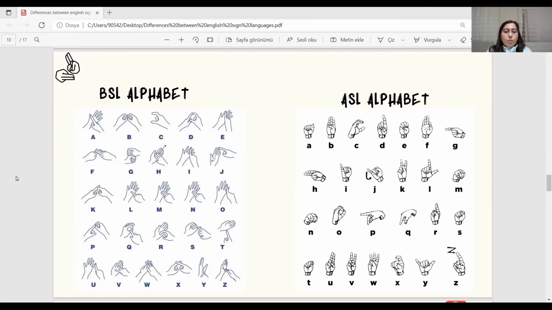ASL is completely different from BSL in terms of the alphabet and numbers. For example, the vowels in BSL are done using your thumb and forefingers, and there's a lot of two-handed work for the rest of the alphabet. On the other hand, the vowels in ASL, and the rest of the alphabet, are done with one hand.